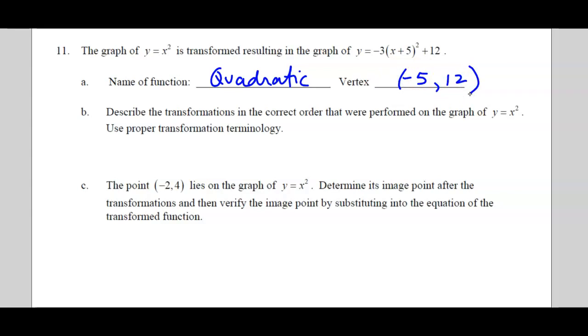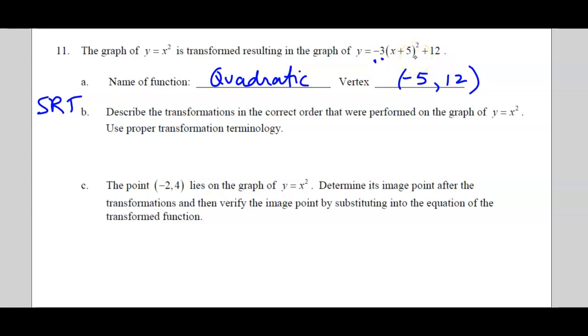So remember, describing transformations, we're going to do a lot of transformations this year, so it's really important to get the terminology correct. So order: stretches, reflections, and then translations. That's how you write them out. So what do we have here? Well, we have everything. We have vertical stretch, we have a reflection, and 2 translations.